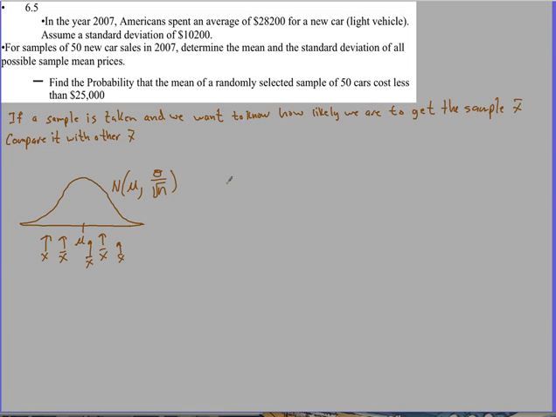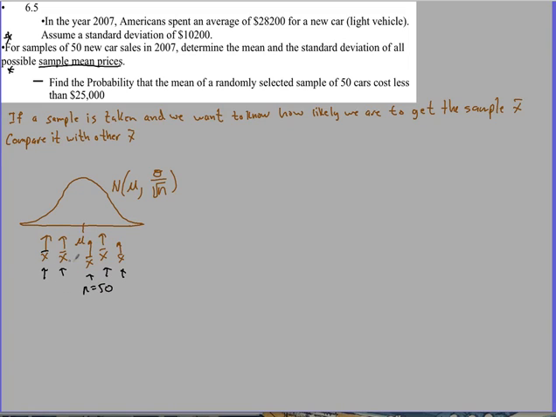For a sample of 50 new cars, determine the mean and standard deviation for all possible sample means. Well, these are all possible sample means. So we need to find what we're trying to find in this first part right here. We're doing this one right now. For samples of 50 new car sales in 2007, determine the mean and standard deviation of all possible sample mean prices. Well, these are all possible sample mean prices with n equals 50.